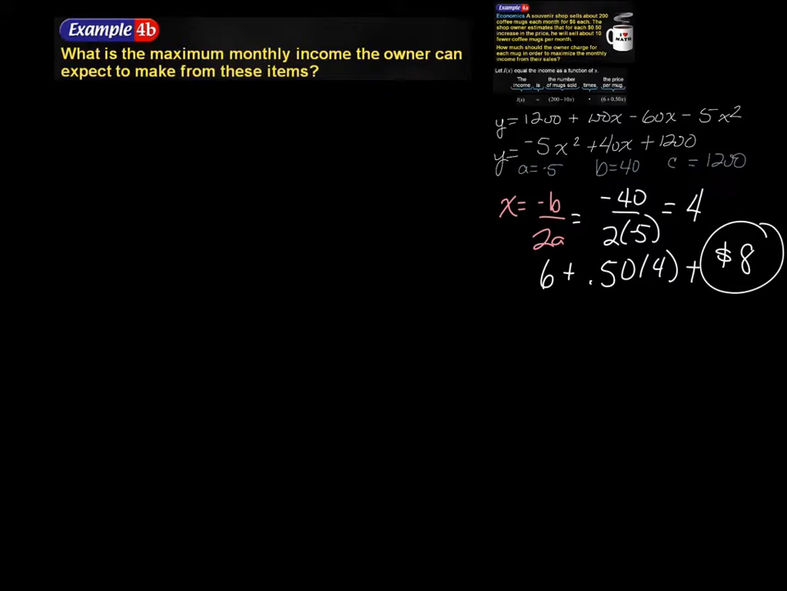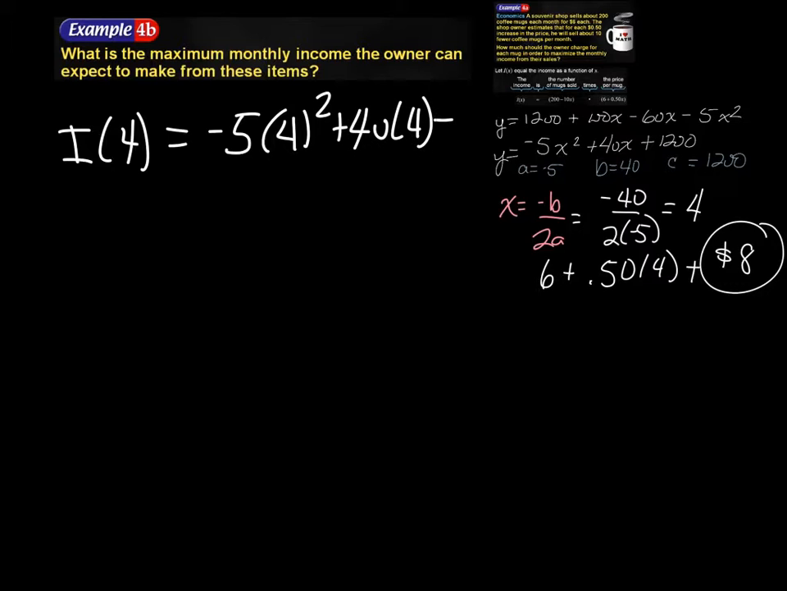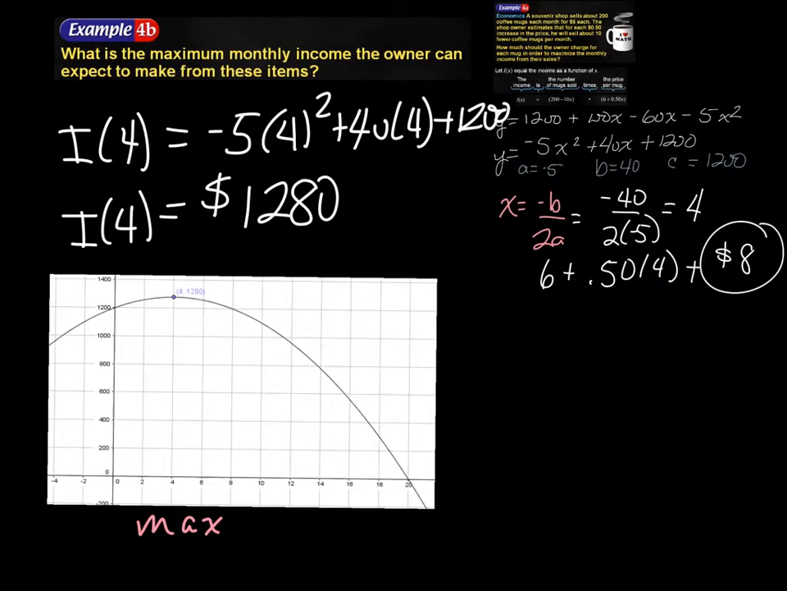What is the maximum monthly income the owner can expect to make from these items? Well, we found we're going to maximize our income when we make 4 price increases. So we're going to have negative 5 times 4 squared plus 40 times 4 plus 1,200. We type that in the calculator, and we get a value of $1,280.